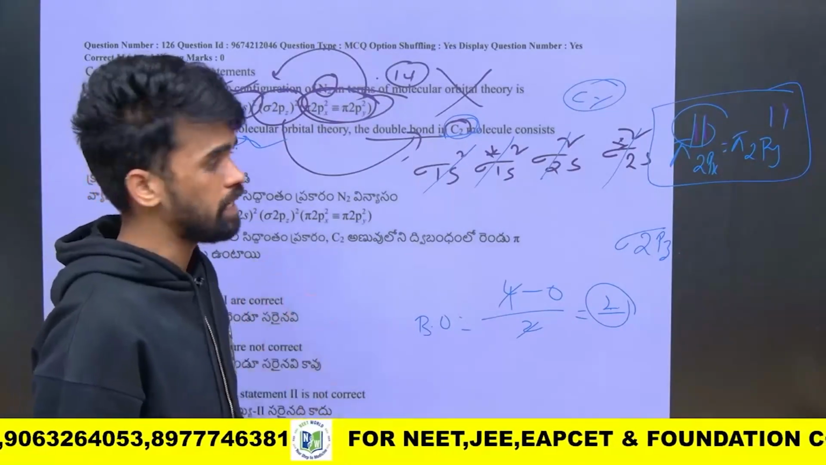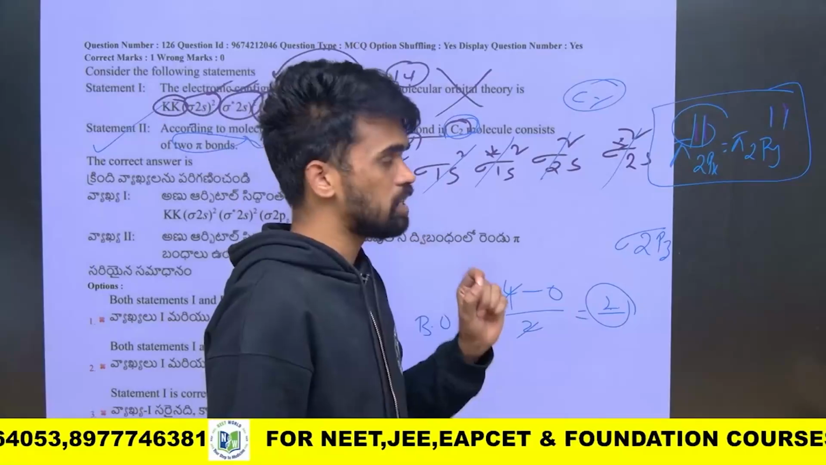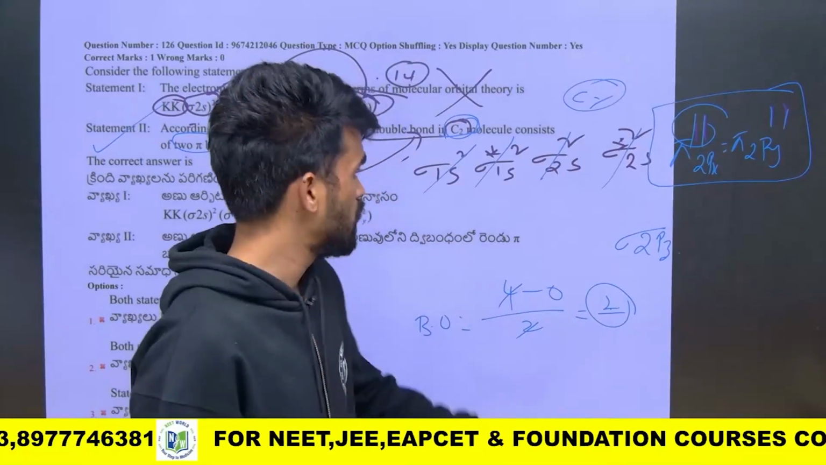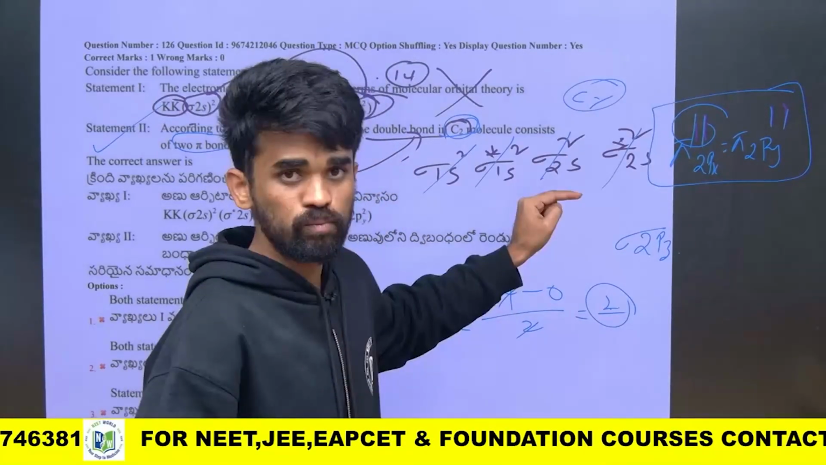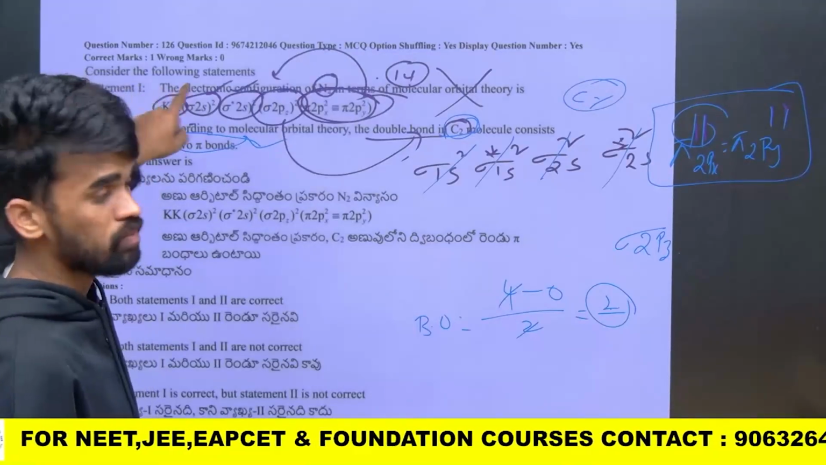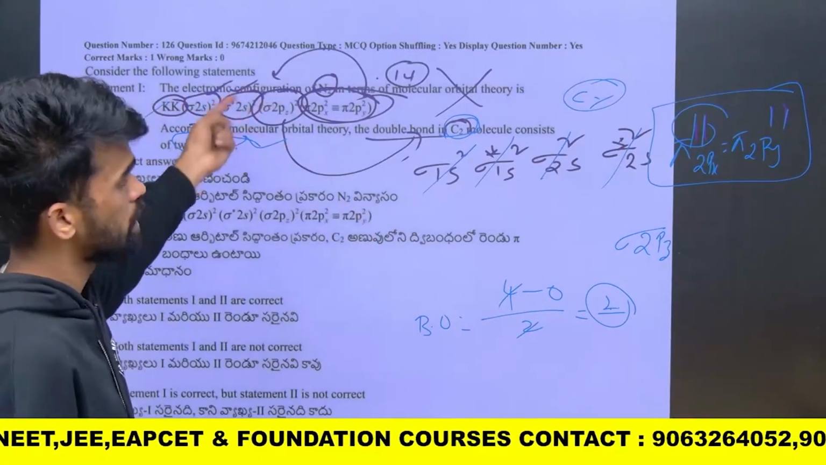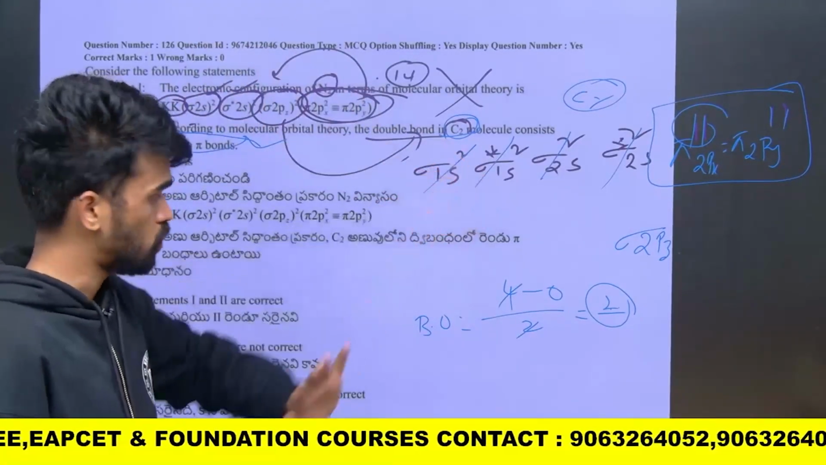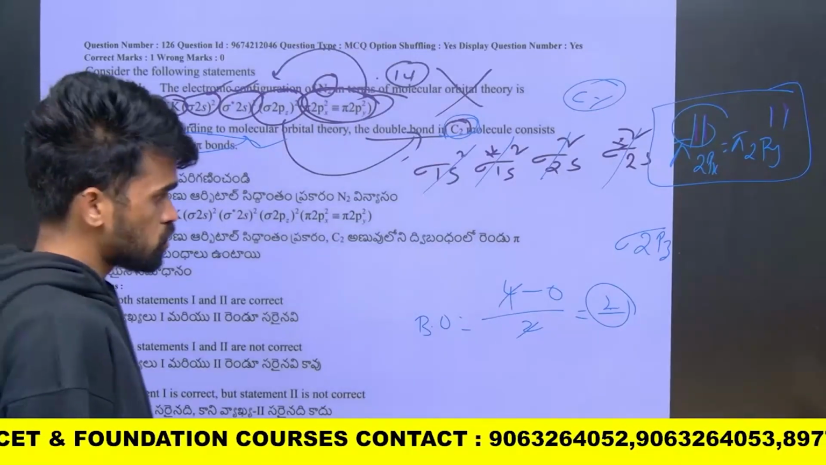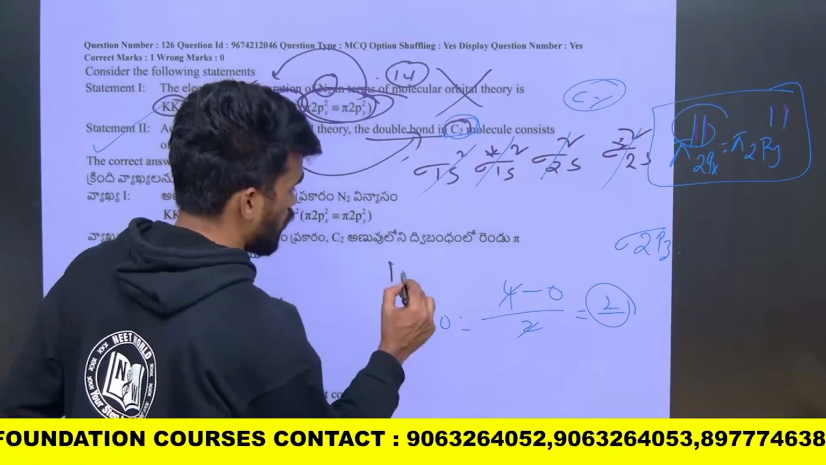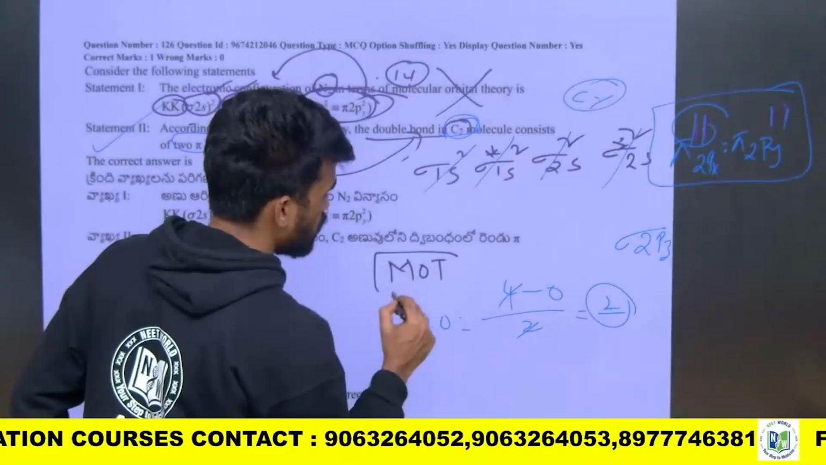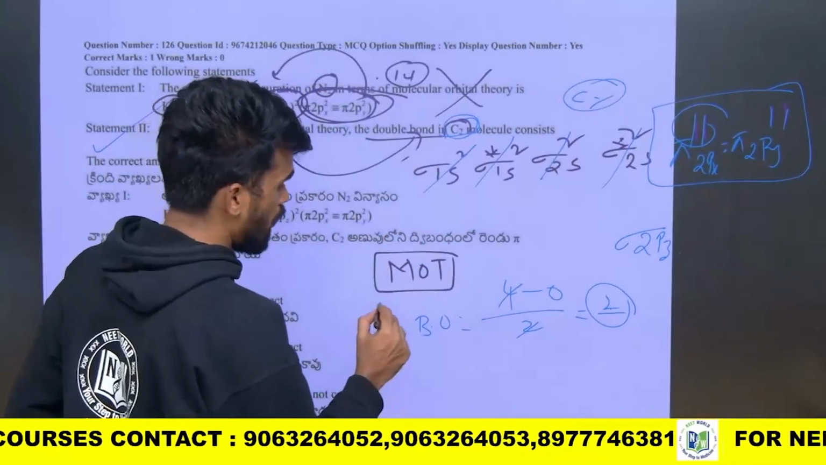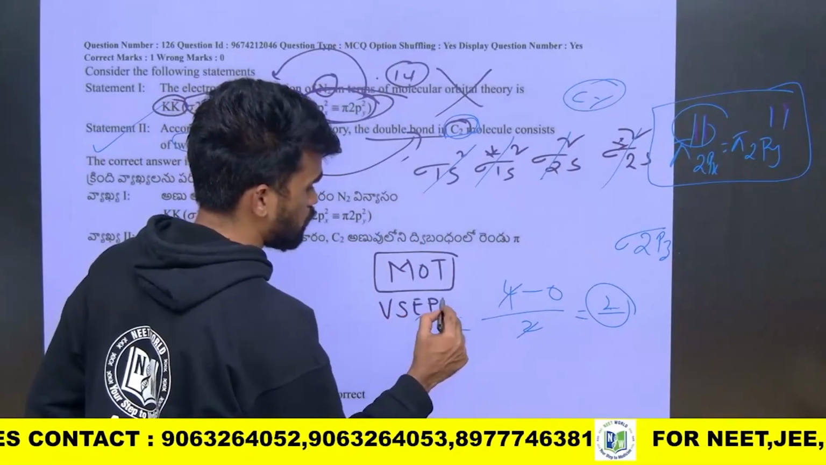I hope it is clear. Whenever we have fewer than 14 electrons, we have to follow this order. If more than 14, we follow this other order. Less than 14 this, more than 14 this, and equal to 14 also this one. I hope everything is clear. If you want to learn more, remember, one is molecular orbital theory, and another is valence shell electron pair repulsion theory.